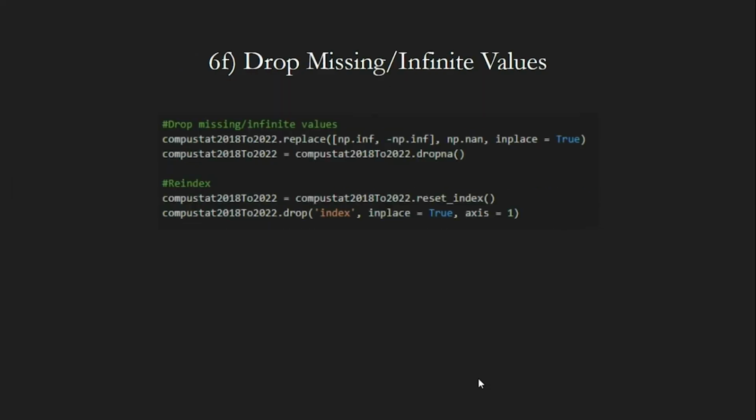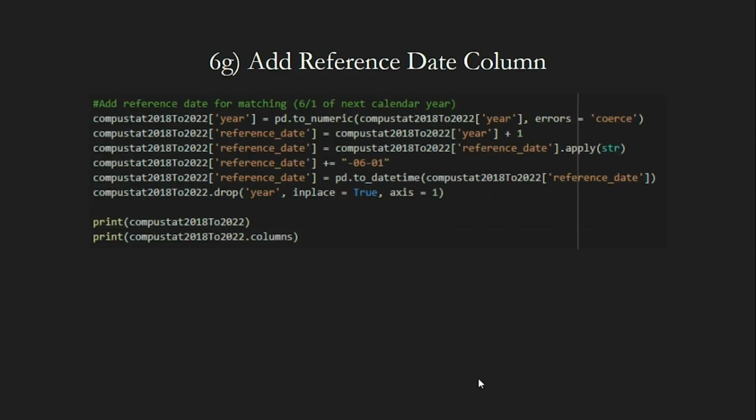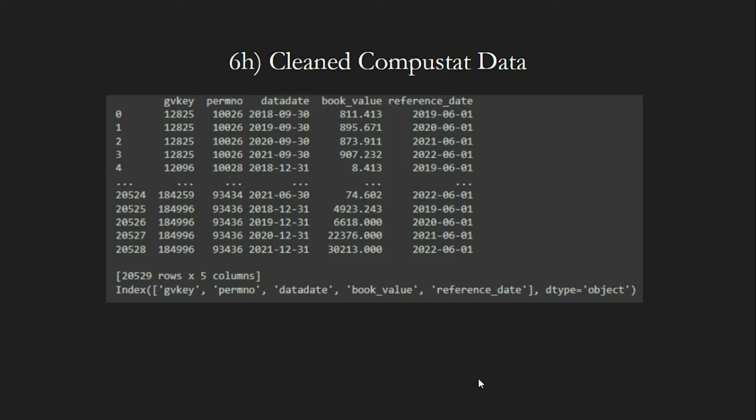Then we drop the missing and infinite values in the data frame and reset its indices. Finally, we add reference dates for every row, which is the June 1st of the next calendar year, and print out the CompuStat data frame. This is the expected output of the cleaned CompuStat data.